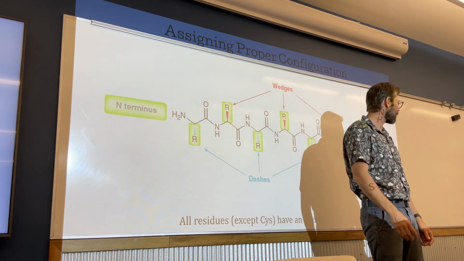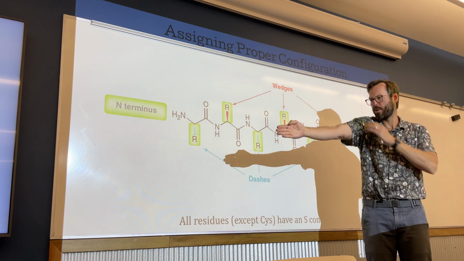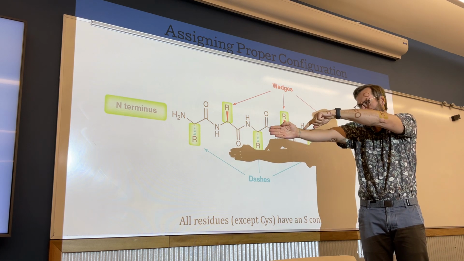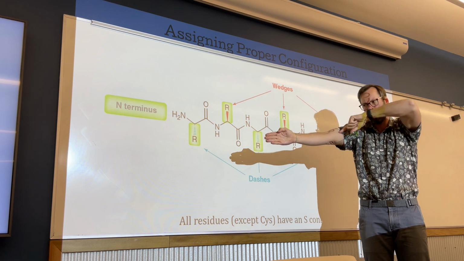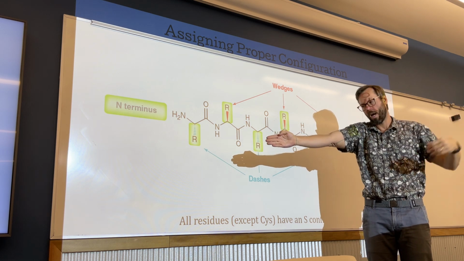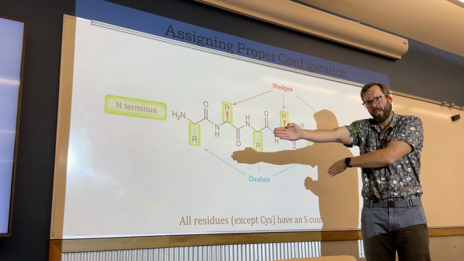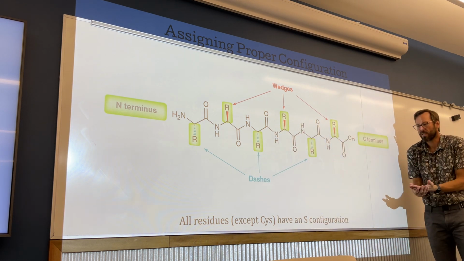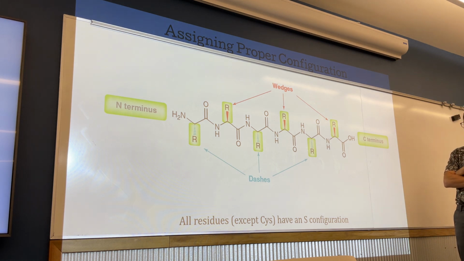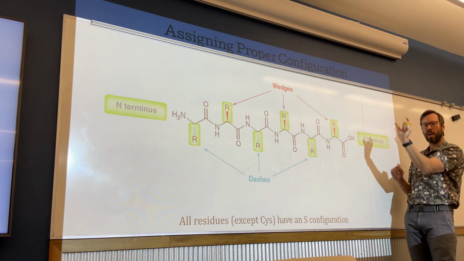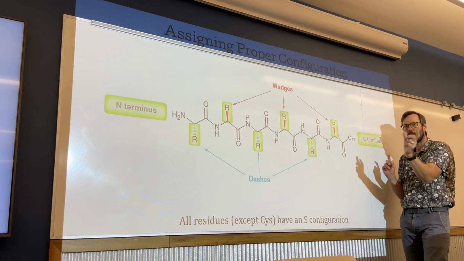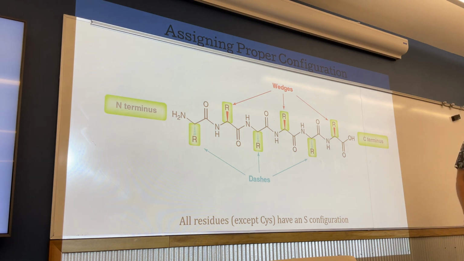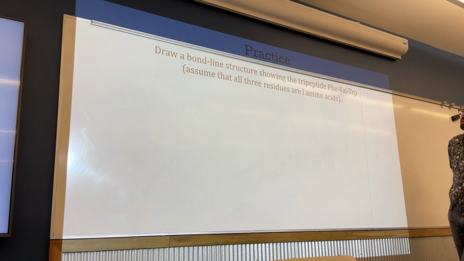I should have brought some props, right? But, you know, we have this chain of a bunch of amino acids. All of the top R groups are coming out toward you, and then all of the bottom R groups are going into the board, which is convenient. That makes it nice. But again, if we were to switch these around, then we switch the R groups. Okay. So it's practice. Let's draw.